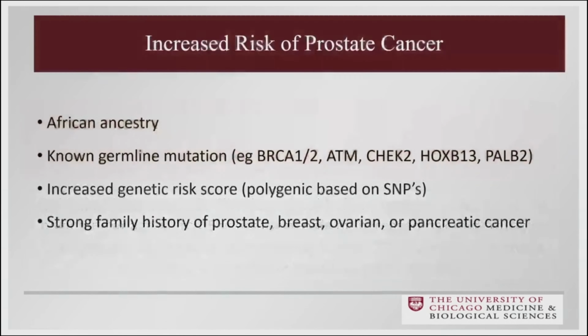You know this already. Here are the increased risks. There are germline mutations, ancestral things. There are SNP scores or polygenic risk scores that are commercially available that can give you an estimate of the likelihood of them having bad cancers. A family history of prostate, breast, ovarian, or pancreatic cancer typically warrants germline testing.